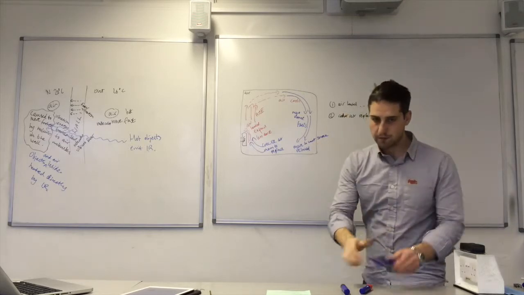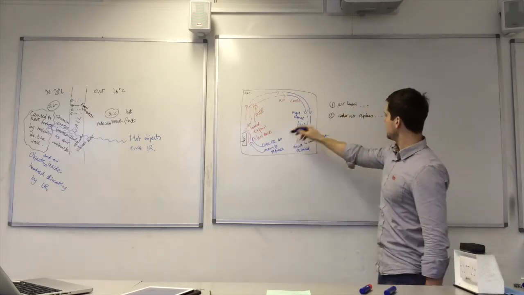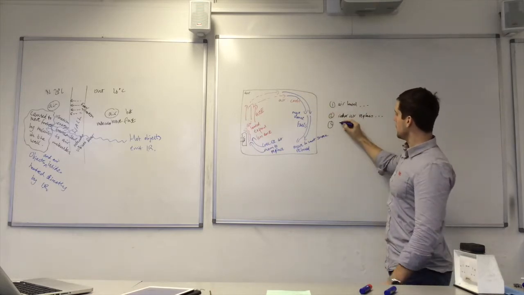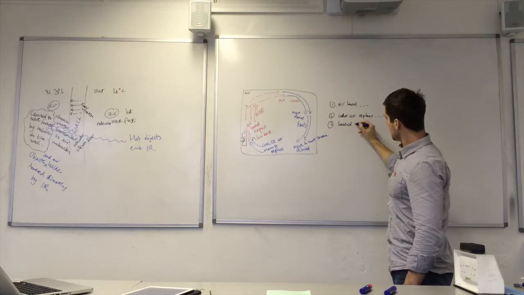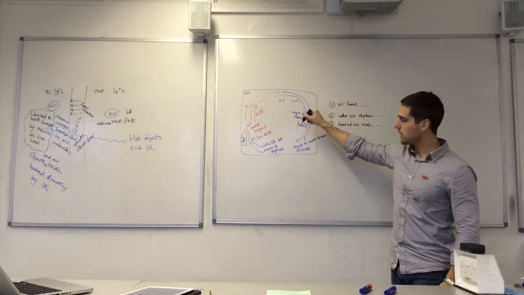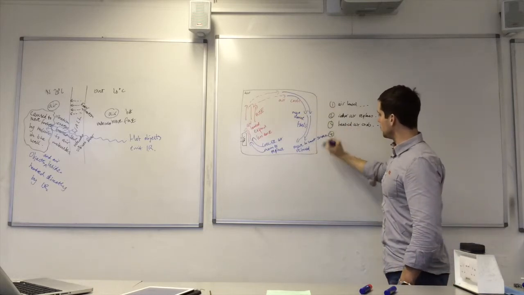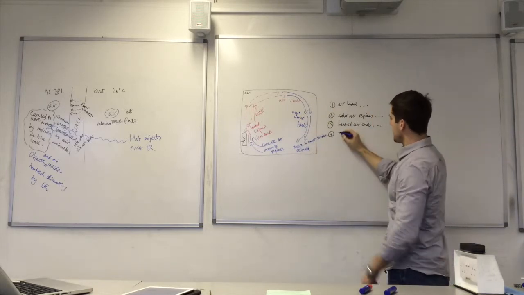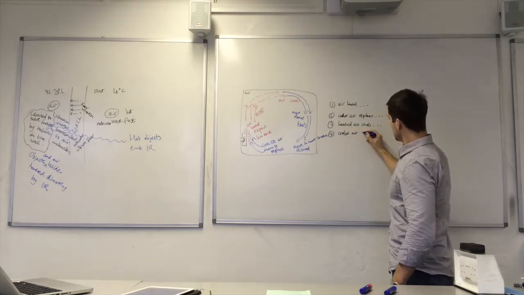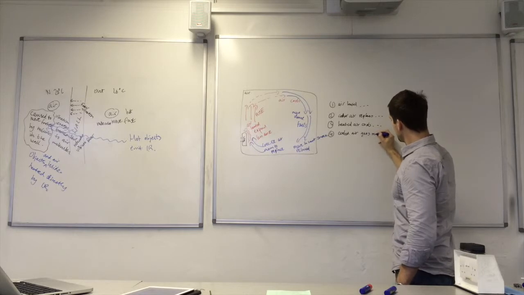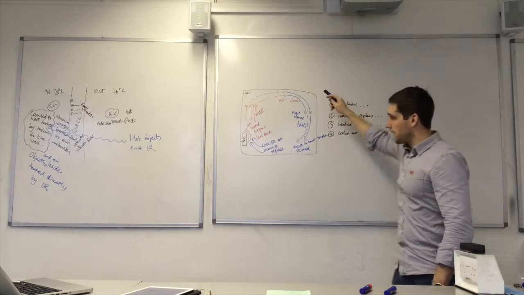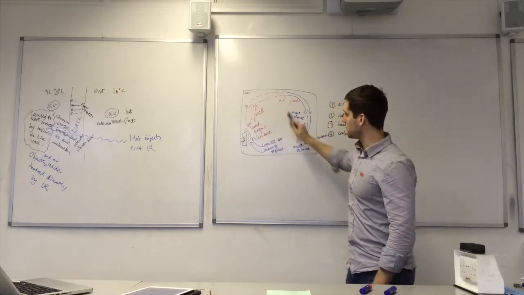So let's see if I can write this on. So the air is heated, cooler air replaces it. Number three, meanwhile, the heated air cools, becomes more dense, falls. Number four, the cooled air gets reheated. And so we've explained the whole cycle. We've gone all the way around there.